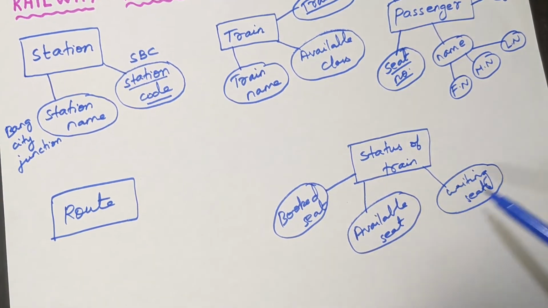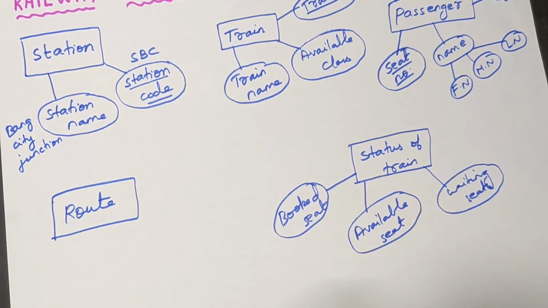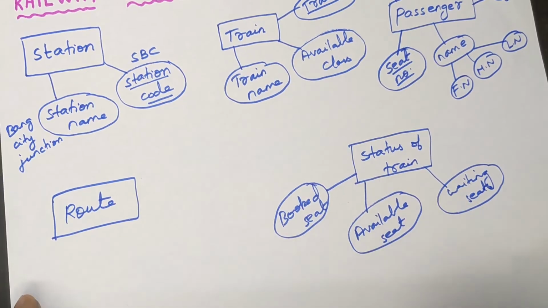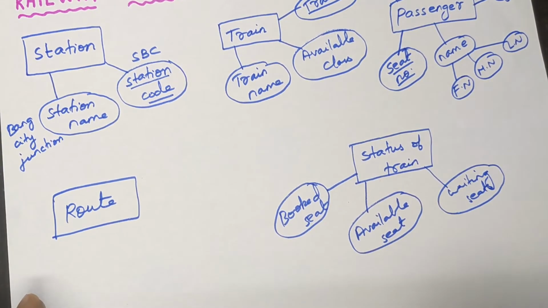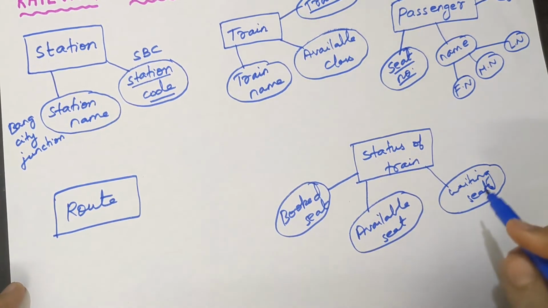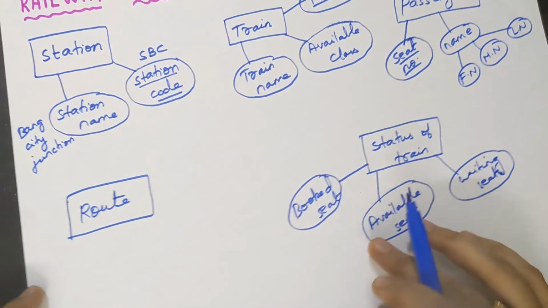So if some are in the waiting list, for example, if 10 are in the waiting list, if one seat gets available, the first person in the waiting list will get that seat. Likewise, as the seats are getting available, the waiting list people will get their tickets confirmed. So this is the status of train attributes.